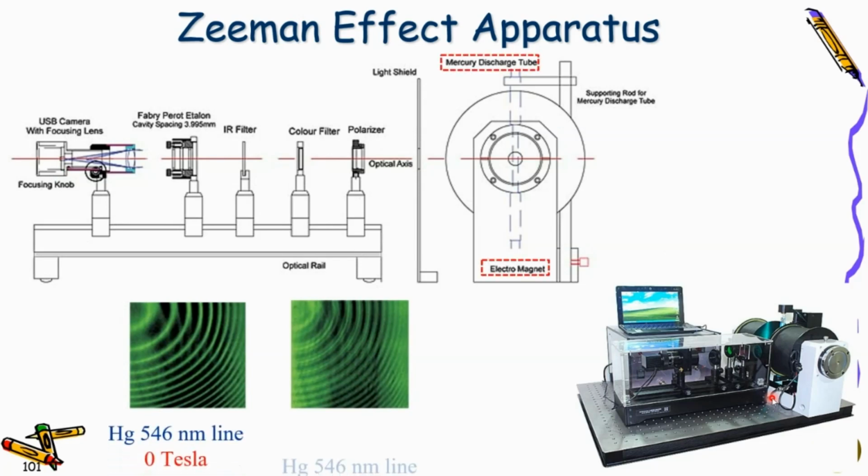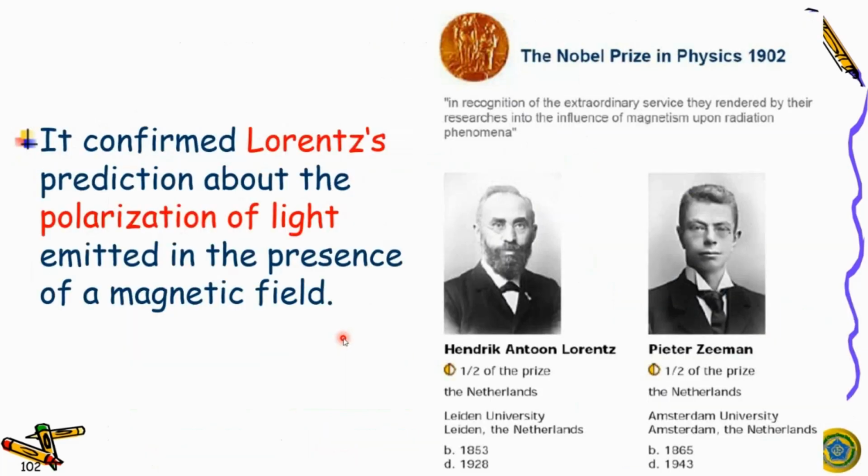Okay, so this is the gas discharge tube, and you apply a magnetic field here. If you have 0 Tesla, the Tesla being the unit of the magnetic field, the mercury wavelength will be like this. If you apply the field, you see that it becomes blue and splits, the energy splits. They got the Nobel Prize because of this. Okay, this is Zeeman.